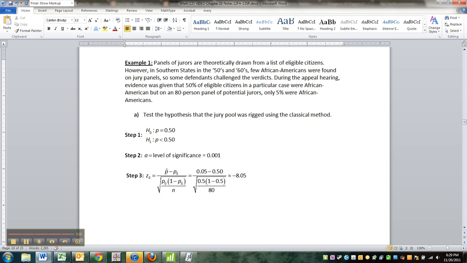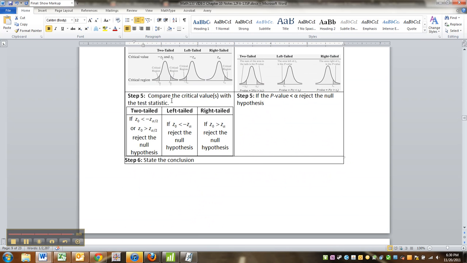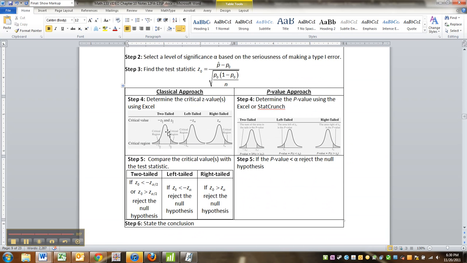Okay, step 4. Since we're doing the classical method here, see how it says classical? We're going to have to find the critical value. We're going to find our critical value using Excel. That's going to take us to our next video, so I'll meet you then.